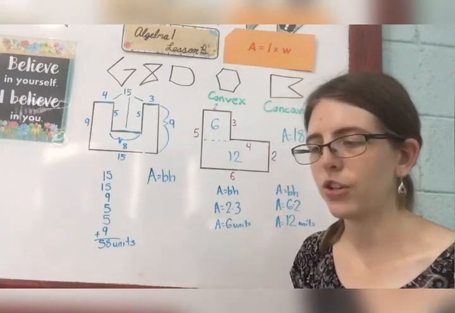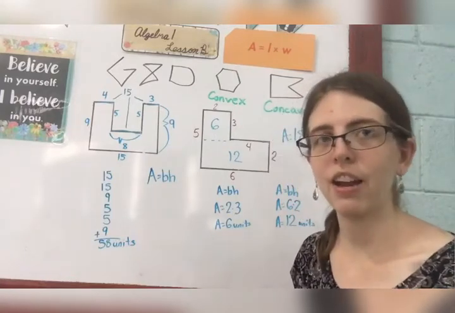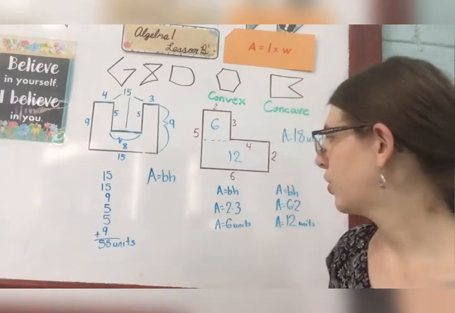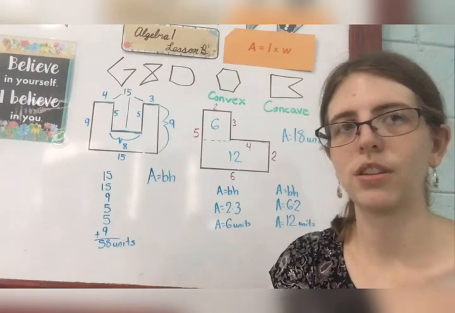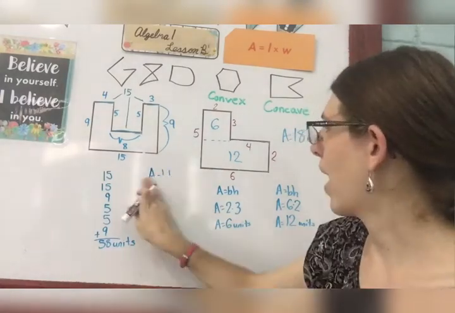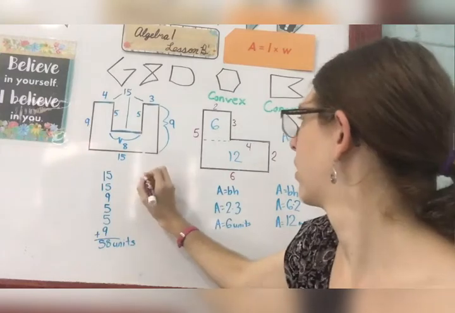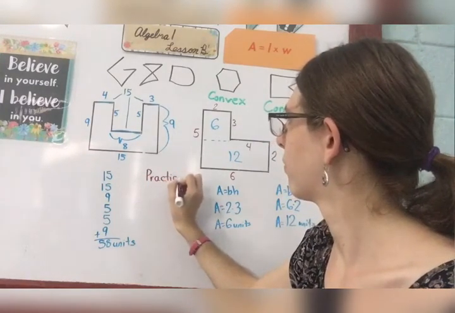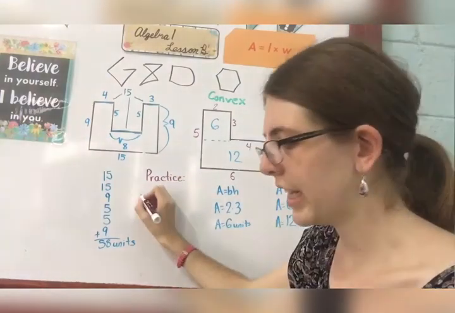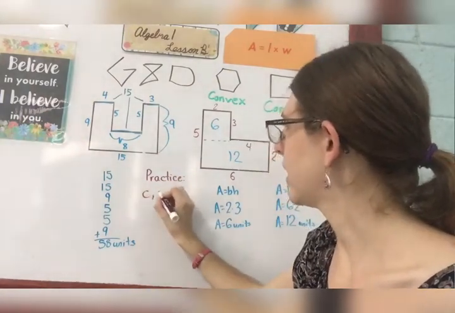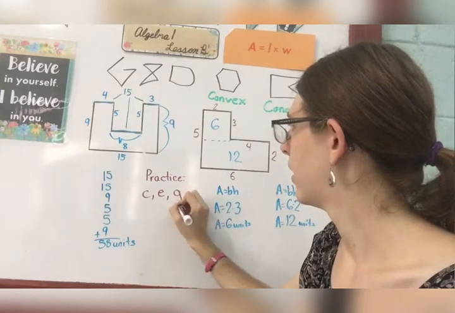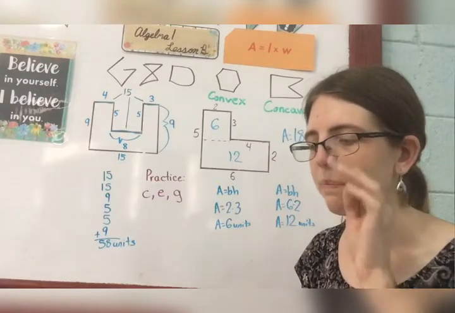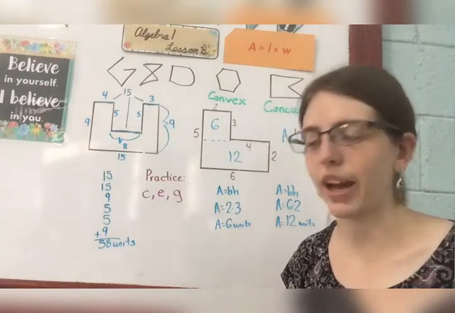Okay, now flip over to your practice. So we're going to stop right there for today. Woo! Flip over to your practice. You only need to do, let me change markers. Okay. For your practice, you need to do C, E, and G. That's it. C, E, and G, not a mouse, okay? So do C, E, and G for your practice tonight.